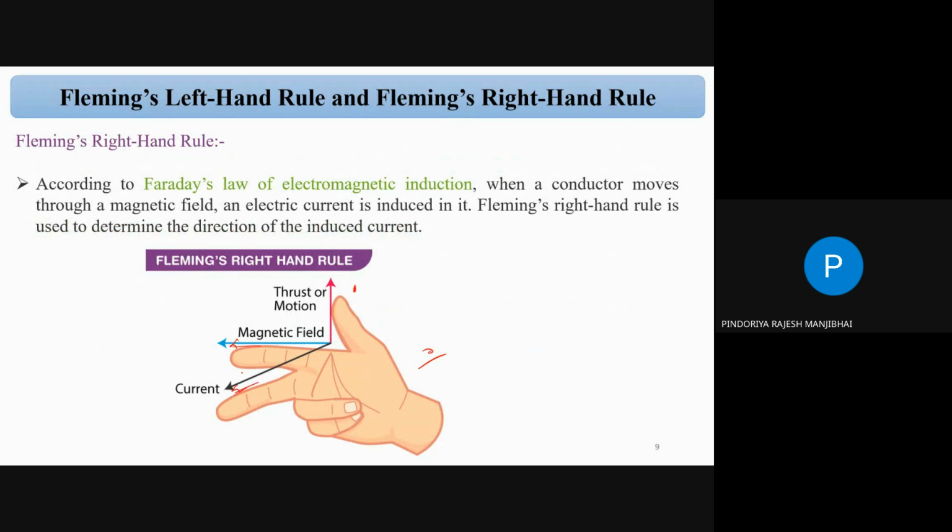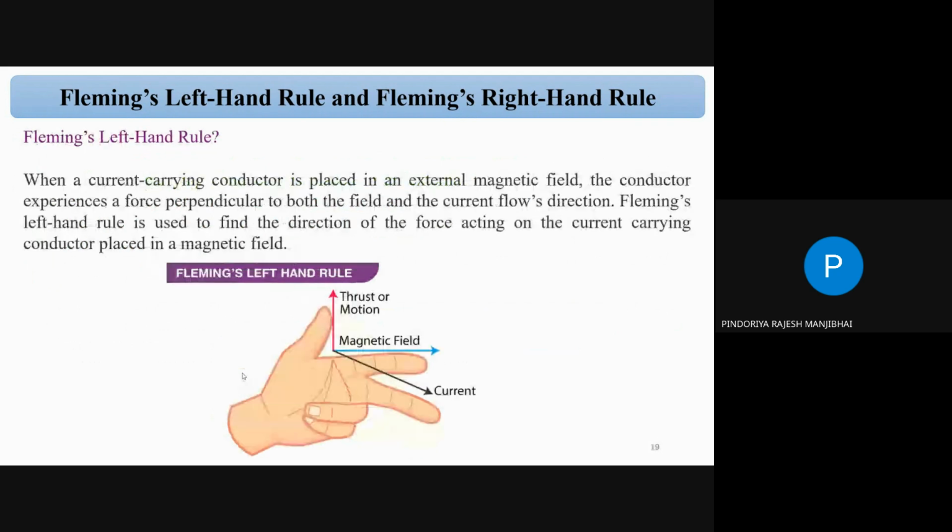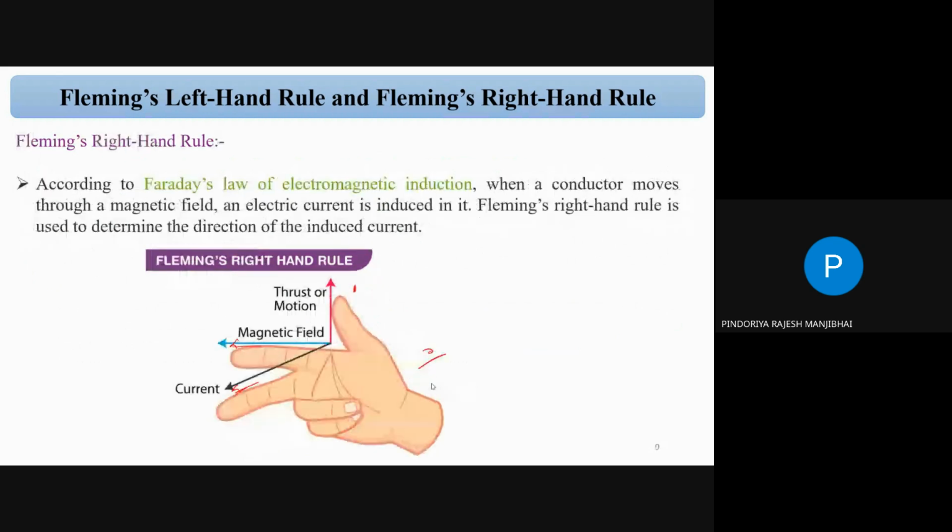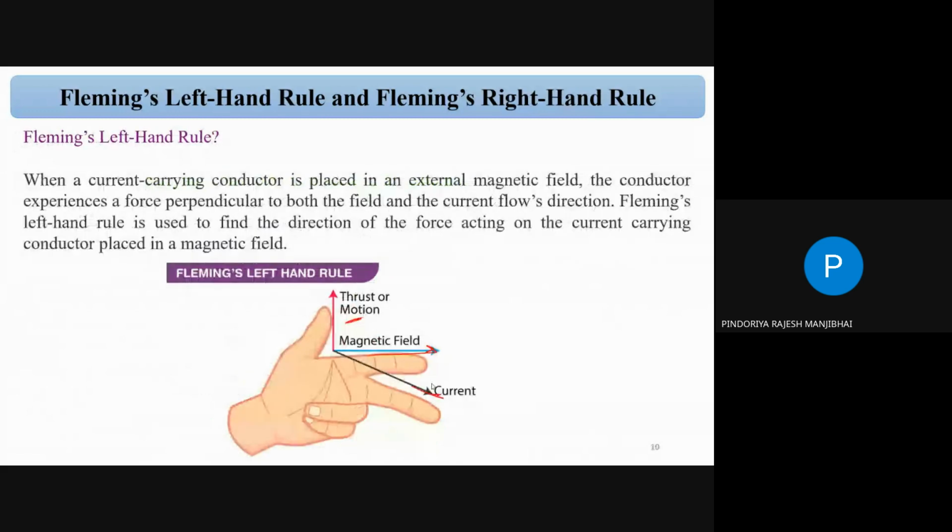And for the Fleming left-hand rule, the thumb is the motion, the first finger is the magnetic field, and the second finger is the current. So we use the Fleming left-hand rule in the motor case, and the Fleming right-hand rule in the generator case. Both have the same parameters; we just have one for the motor and one for the generator.